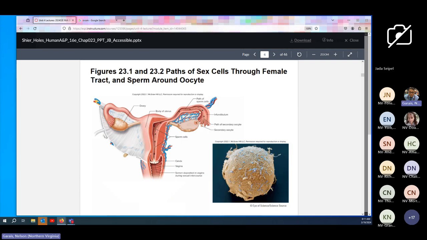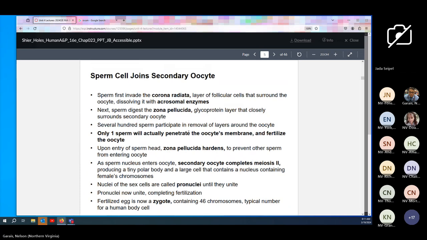And of course, where's the infundibulum? It's this area, the expanded area here of your fallopian tube. And this is highly exaggerated for education purposes. Of course, the corona radiata is the outer layer. The acrosomal enzymes that are in the acrosomal cap of the sperm are going to eat away at the corona radiata. Then those acrosomal enzymes eat away at the zona pellucida, right? It's a glycoprotein layer. So what will it do? It forms a glycoprotein wall.